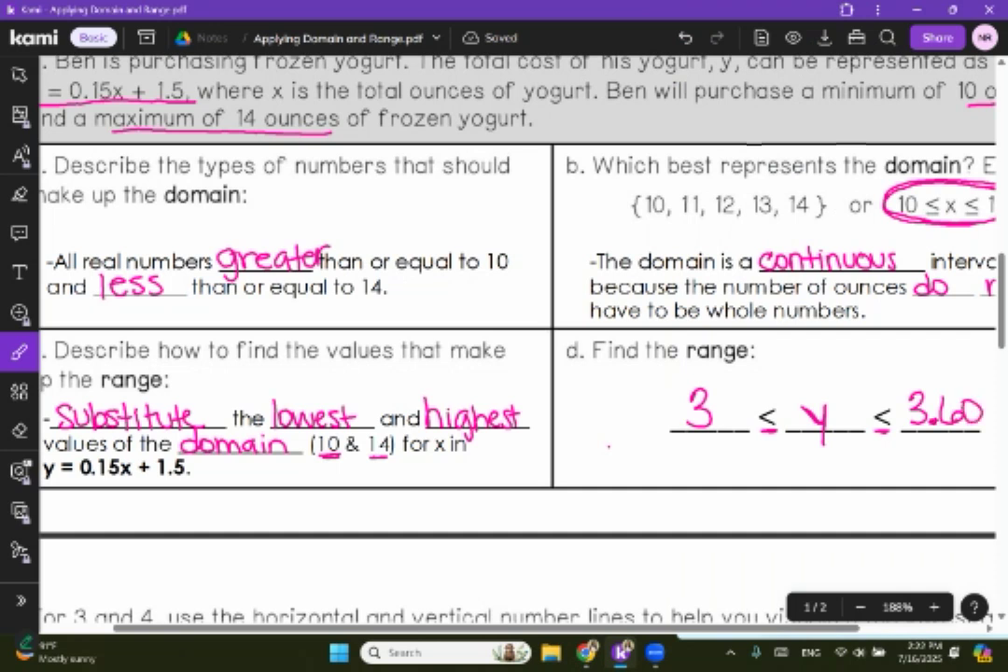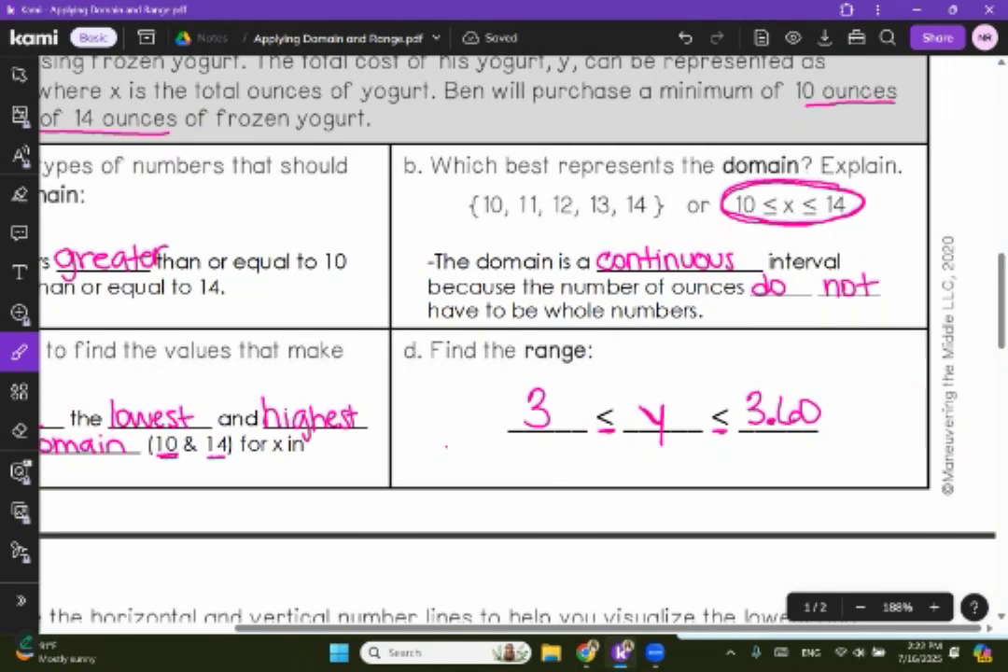So the least amount that I'm going to pay for whatever amount of ounces I want is going to be $3, but the highest amount that I'll end up paying is $3.60. And it can be anywhere in between. You don't want to sit there and try to figure out, okay, if it's 11 ounces, I'm going to pay this. If it's 12 ounces, I'm going to pay this. If it's 13 ounces, I'm going to pay this. That would take up way too much time. So that is another reason why we use these inequalities.